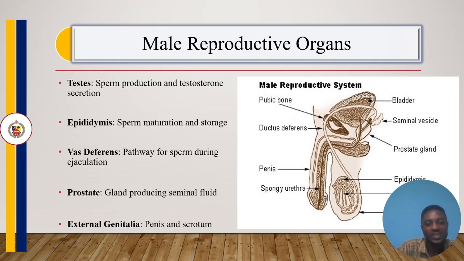The testes help in sperm production and testosterone secretion, while the epididymis helps in sperm maturation and the storage of the sperm, right? The vas deferens is just the pathway for sperm during ejaculation, while the prostate is the gland producing the seminal fluid, while the external genitalia, such as the penis and the scrotum, have two testes inside the scrotum, right?